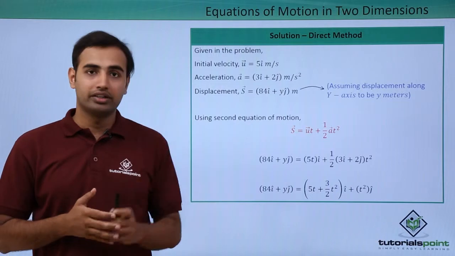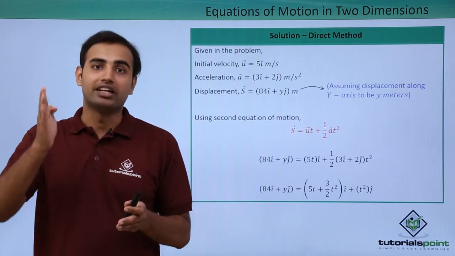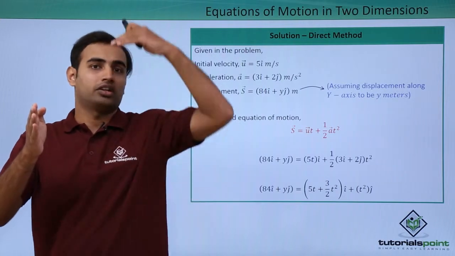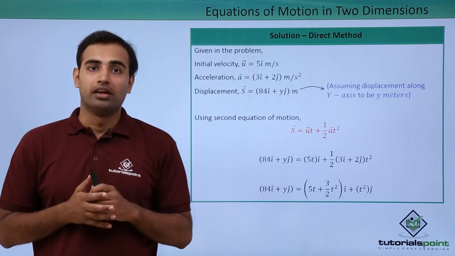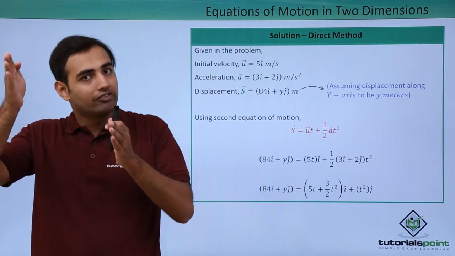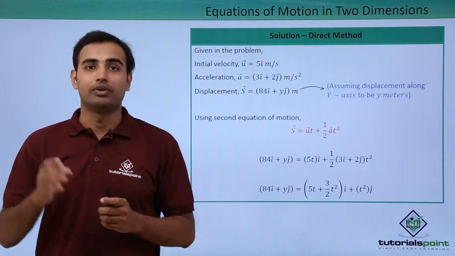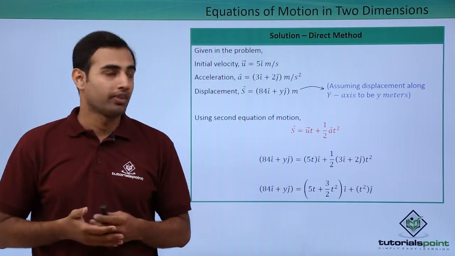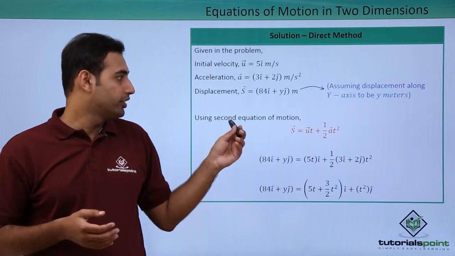Now why am I able to write this? Because the final position along the x axis is 84 units and the final position along y is something we have to calculate, which we assume to be y units. So if I subtract the final position from the initial position of origin, we will obtain the same value 84 and y as our displacement.